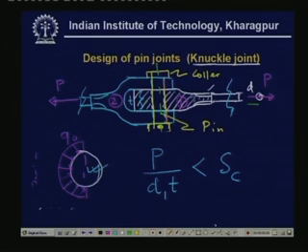Now the next important thing is the pin. We'll have to see what the different modes of failure of a pin are.